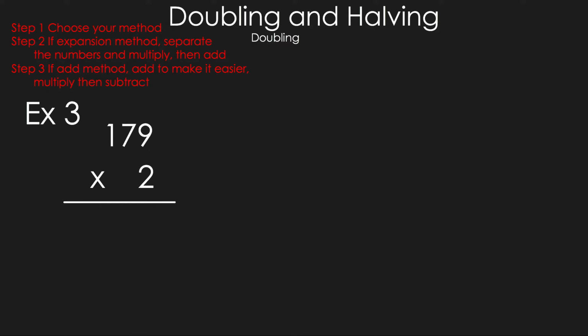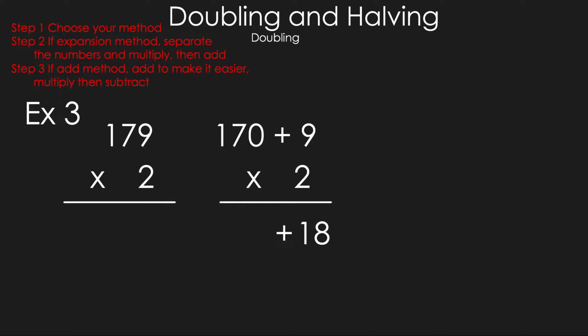Let's take a look at the third example for doubling. Let's go ahead and expand it. In this case, we have 2 times 9, which is 18. Then we do 170 times 2, which is 340. Add them together and you get 358.